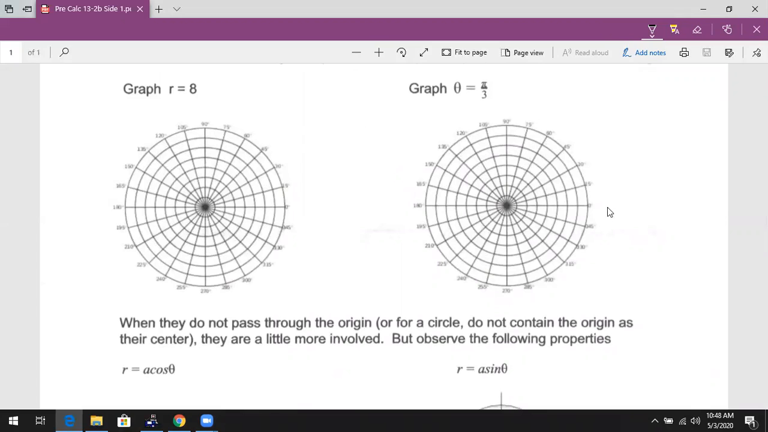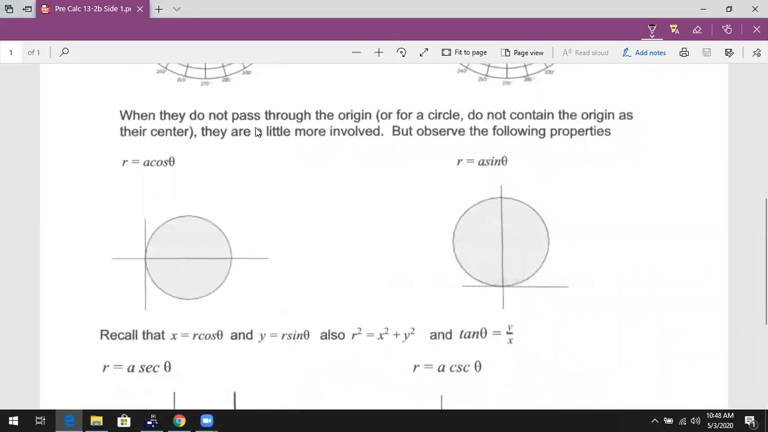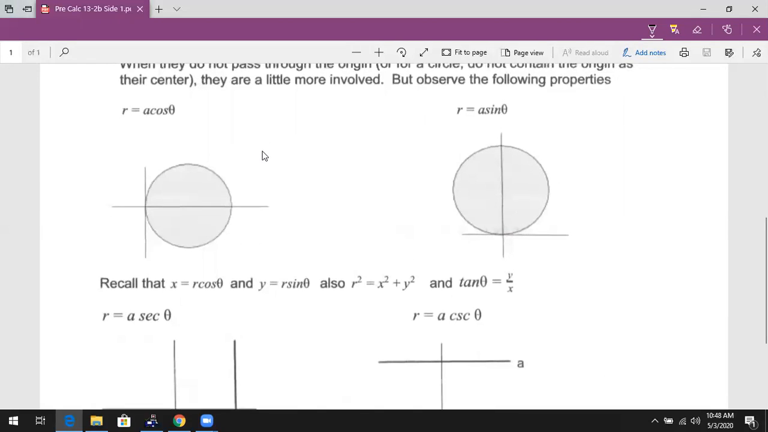All right, so circles and lines are easy to graph when they cross through the pole or have the pole as their center, but when they do not pass through the origin pole or have the pole as a center, they are a little more involved. But observe the following properties. R equals A cosine theta, R equals A sine theta. So let's try R equals 6 cosine theta and see what happens here.